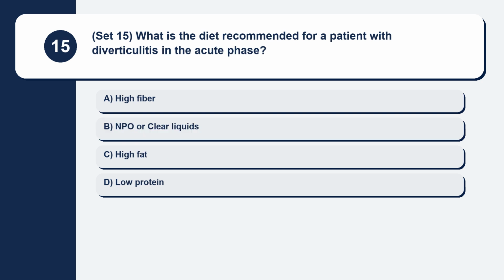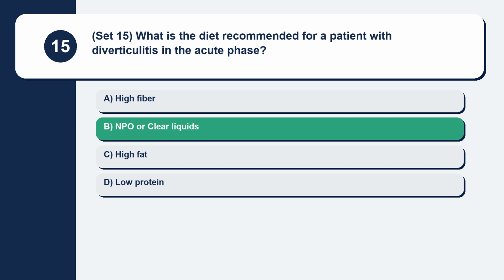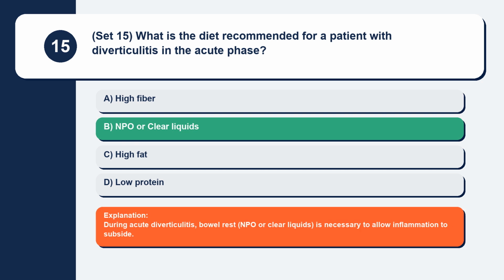Question 15, Set 15. What is the diet recommended for a patient with diverticulitis in the acute phase? High fiber, NPO or clear liquids, high fat, low protein. During acute diverticulitis, bowel rest, NPO or clear liquids, is necessary to allow inflammation to subside.